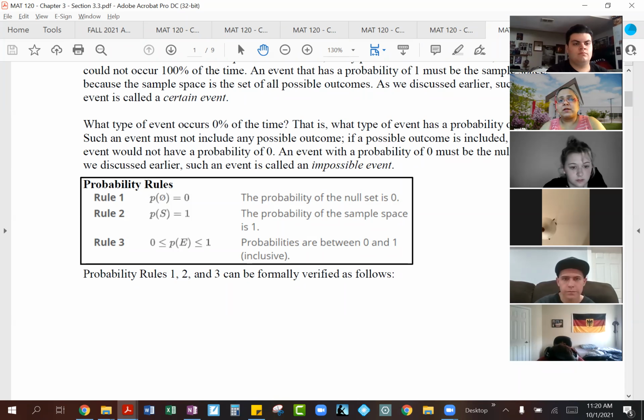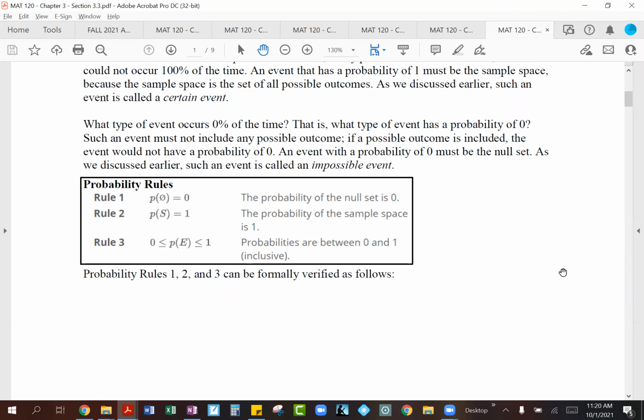And remember, we had talked about this as being an impossible event. So anytime you have an event with a probability of 0, we're saying that event cannot happen, which means it's an impossible event. And that's what we're talking about here in rule 1.